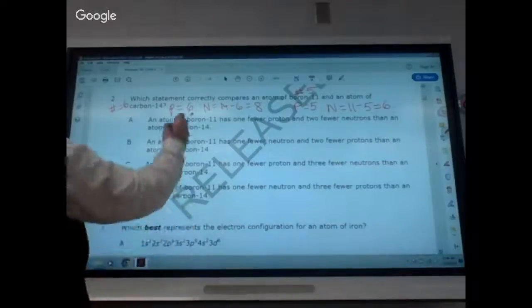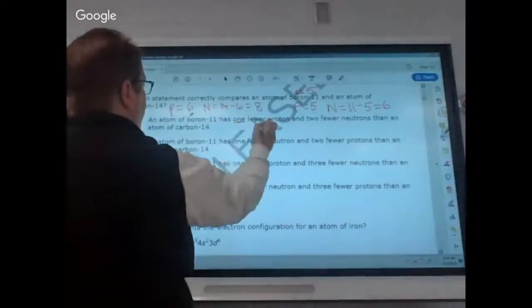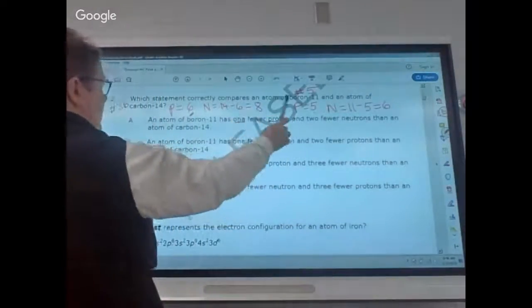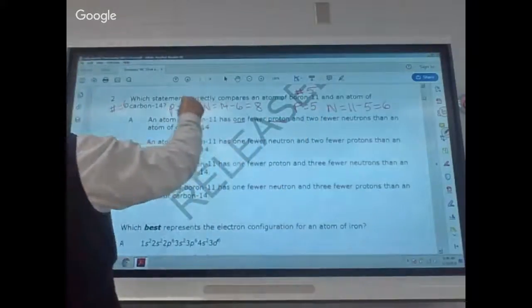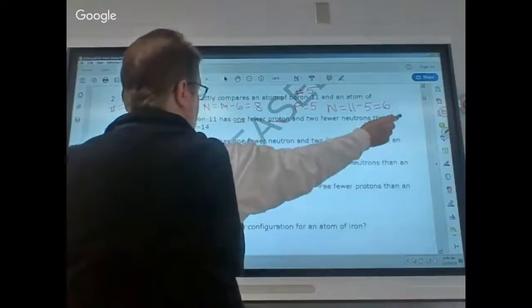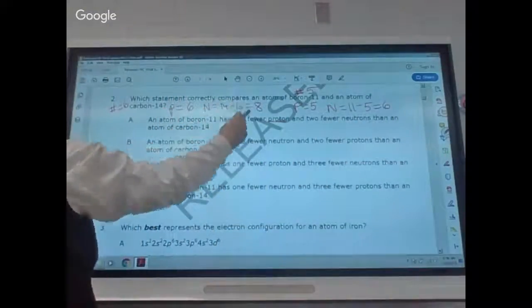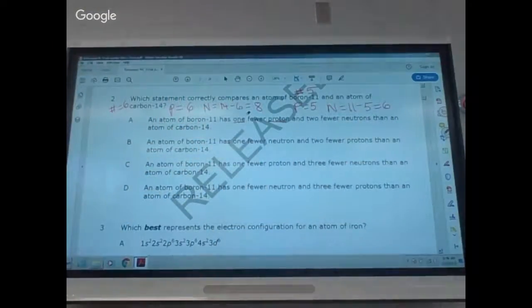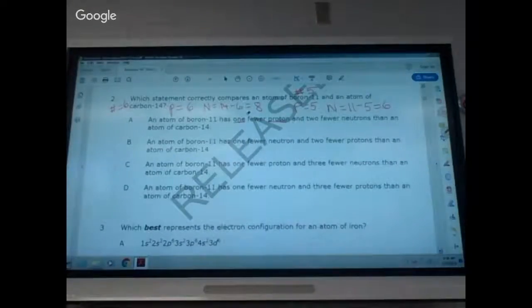Okay, so we have boron 11 has 1 fewer proton because it has 5 versus 6, and 2 fewer neutrons because it has 6 versus 8. So does it have 1 fewer proton and 2 fewer neutrons? Yes, I think it does, but let's read the other answers and see.